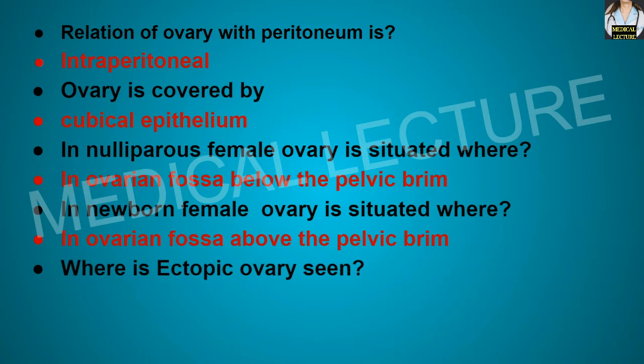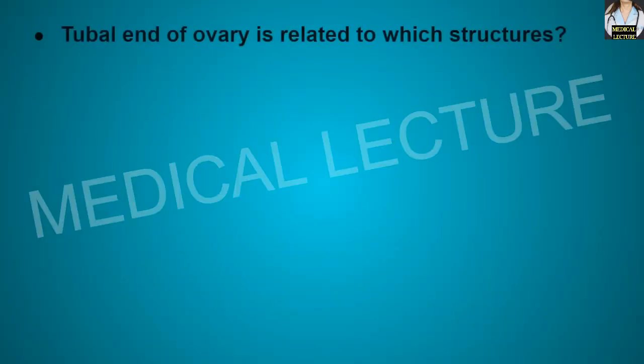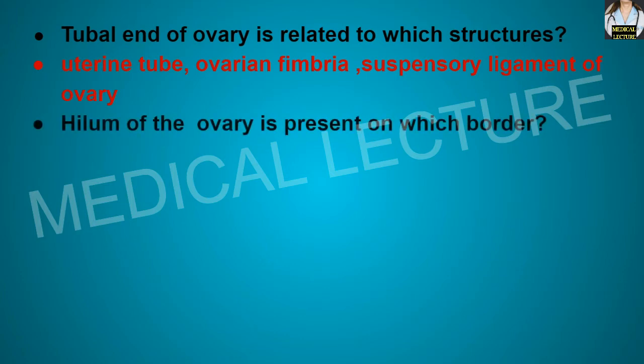Where is ectopic ovary seen? It is seen in the femoral triangle, inguinal canal and the labium majus or the labia majora. Tubal end of the ovary is related to which structures? Uterine tube, ovarian fimbria and suspensory ligament of the ovary. Hilum of the ovary is present on which border? It is present on the anterior or the meso-ovarian border.